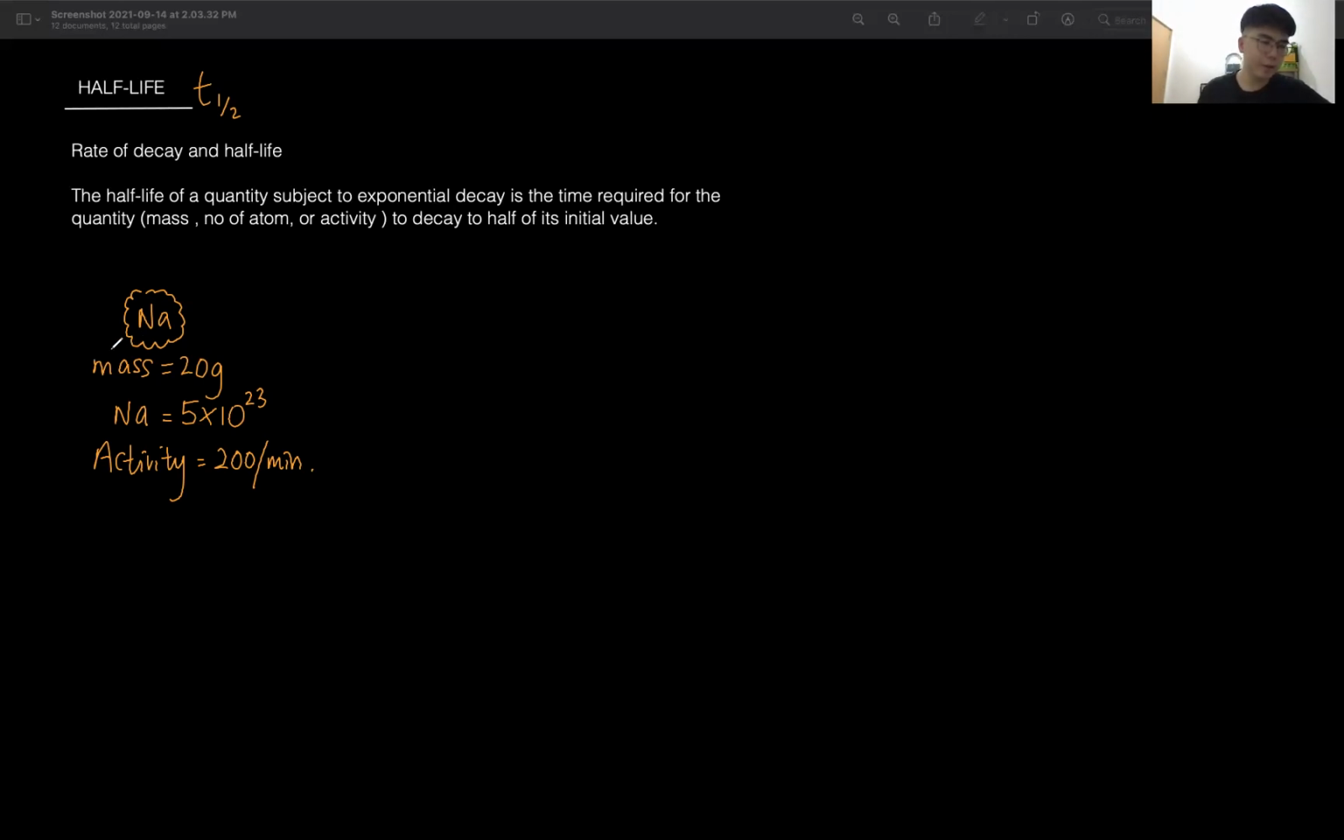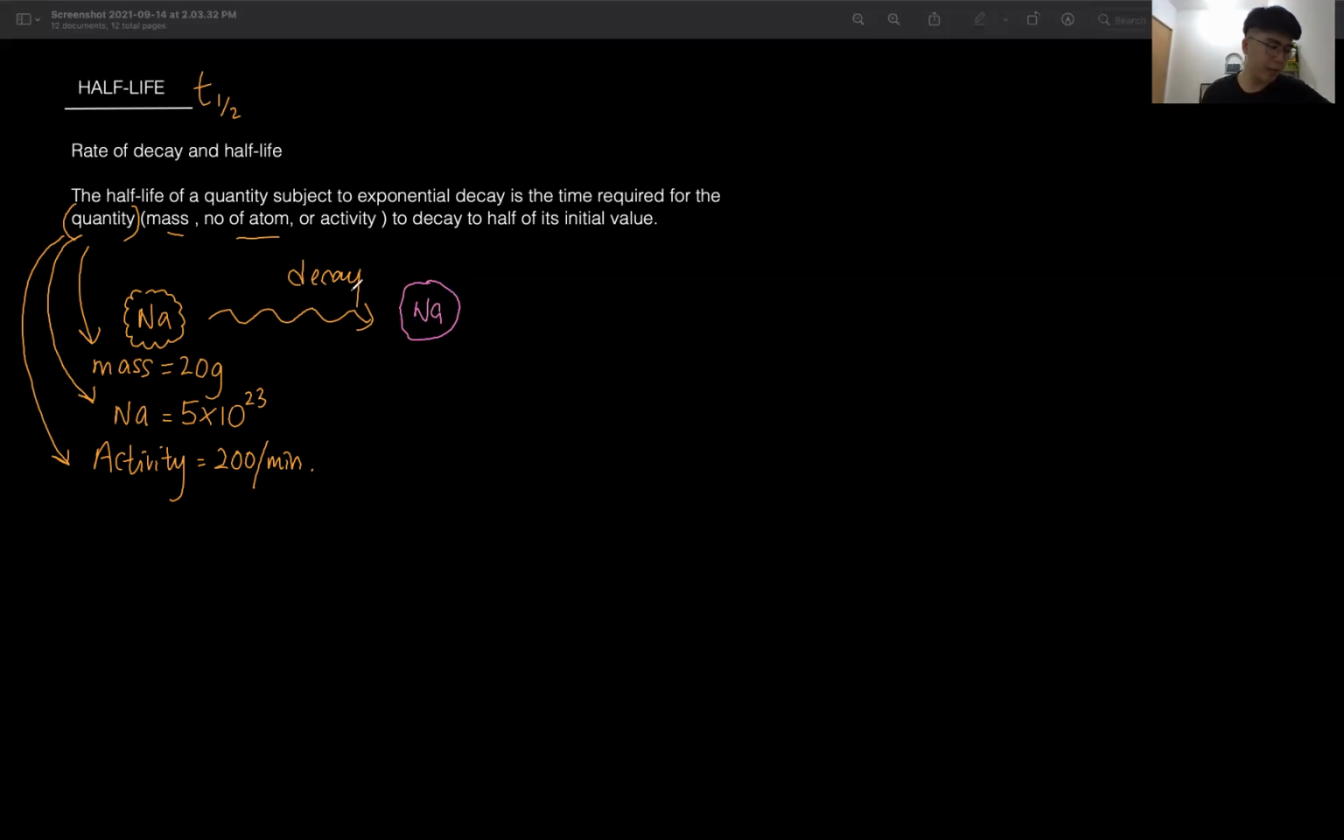So for now, just know there are three ways we can measure the quantity: in terms of mass, in terms of number of atoms, in terms of activity. Let's say we measure one of these three. Then we wait, we let it decay, and it decays to half of the value.